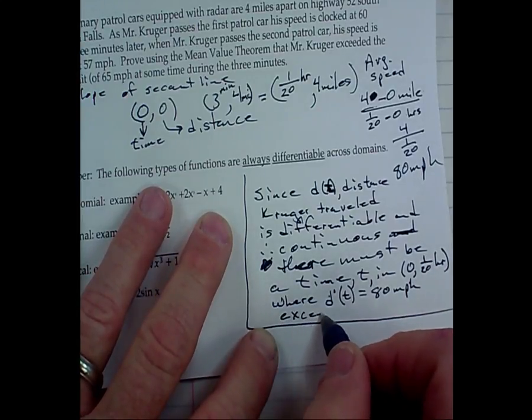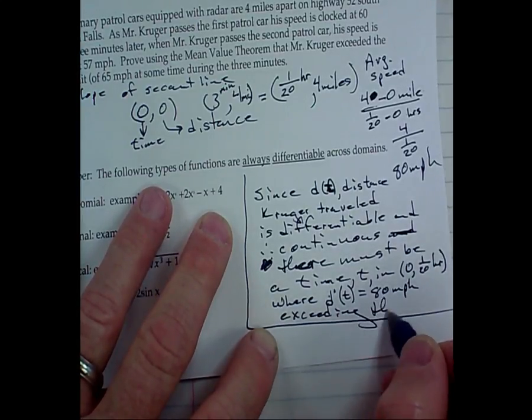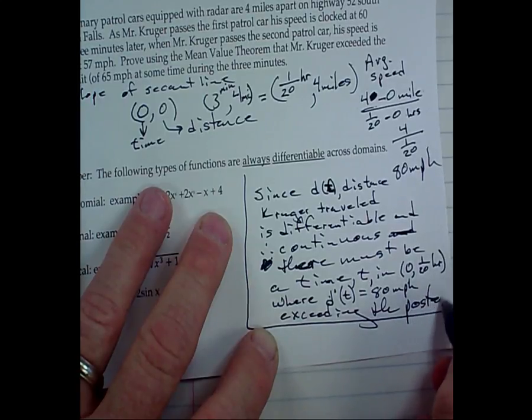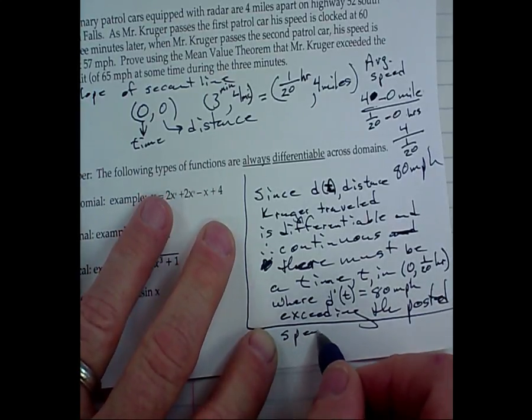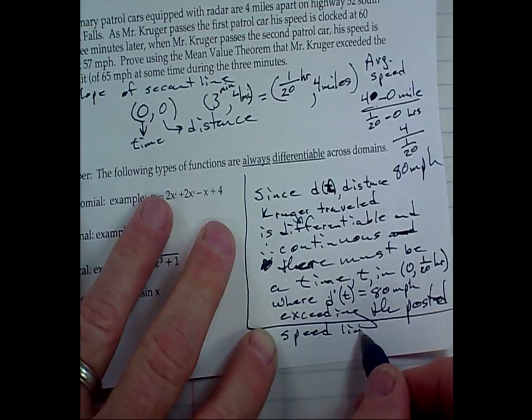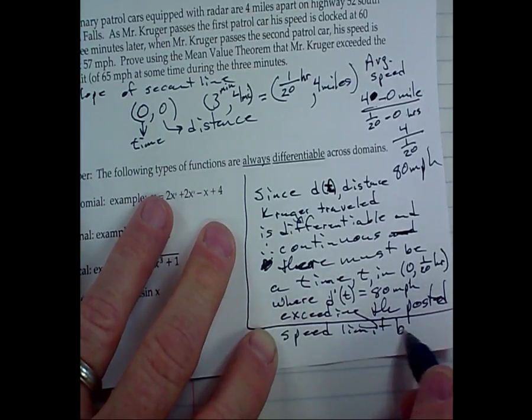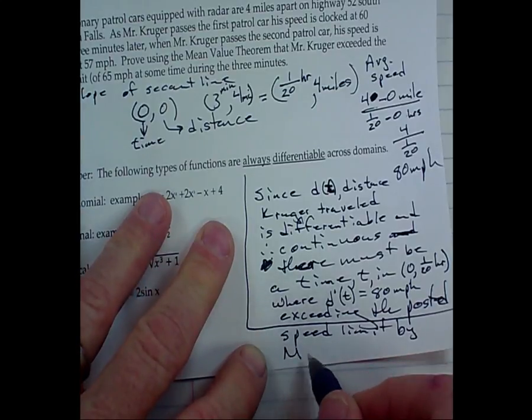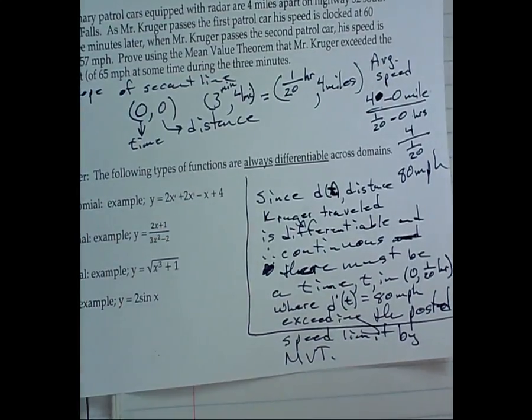Exceeding the posted speed limit, then I always end with this, by MVT. So I need to have that as continuous and differentiable. I need to state that somehow there must have been a time where I was traveling 80 miles per hour by MVT. Does that make sense?